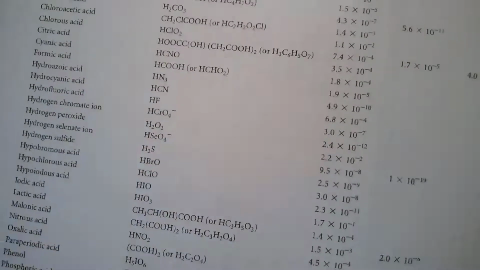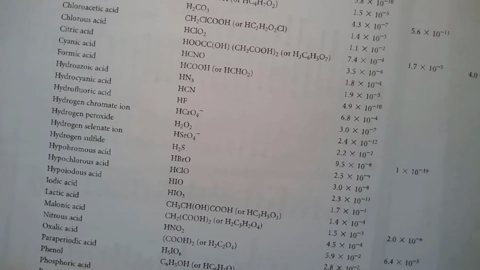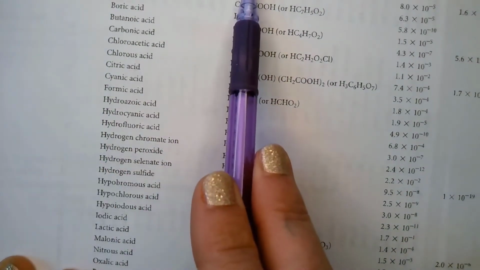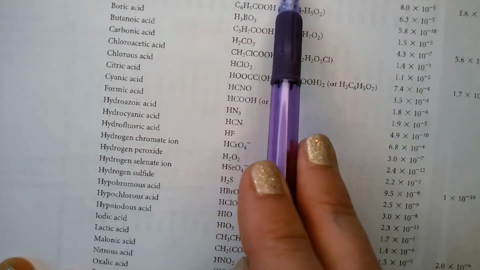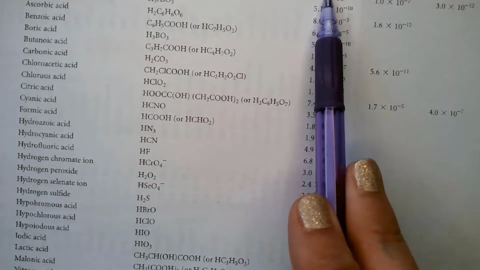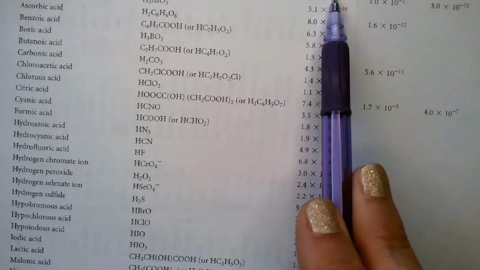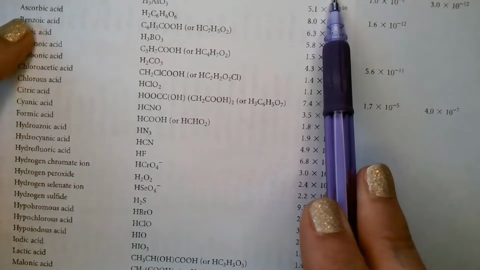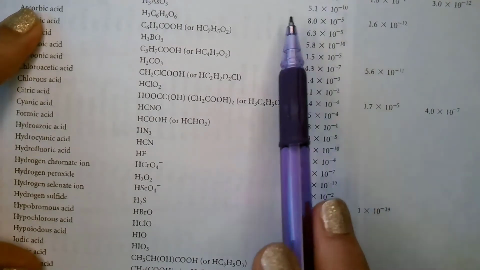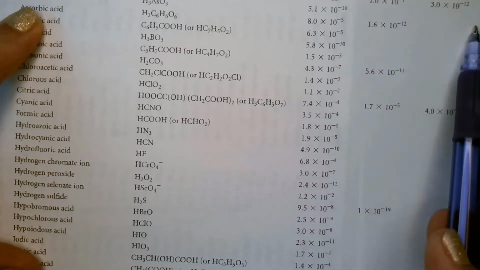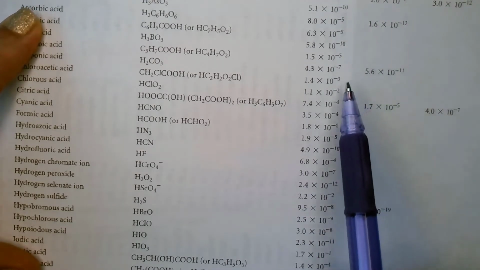Our Appendix D lists for us alphabetically some of our more common acids, like acetic acid. We can see acetic acid is HC2H3O2, and it has a Ka value of 1.8 times 10 to the negative 5. So it's pretty small, indicating that acetic acid is a very weak acid. Compare that to some other acid, arsenious acid. Here we have different triprotic acids, so we can see each of the ionizable protons.